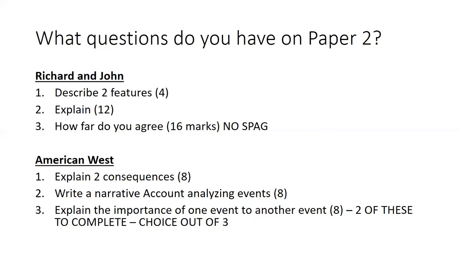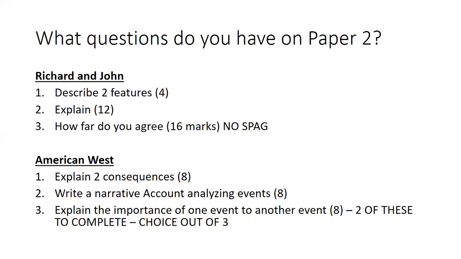But Richard and John, so you have a describe 2 features question, an explain question, and a how far do you agree question. The only difference with Richard and John's 16 marker is there is no SPAG marks. With American West, you have an explain 2 consequences question, a narrative account analysing events question, and importance of one event to another, in which you do 2 of those, but you have a choice out of 3.